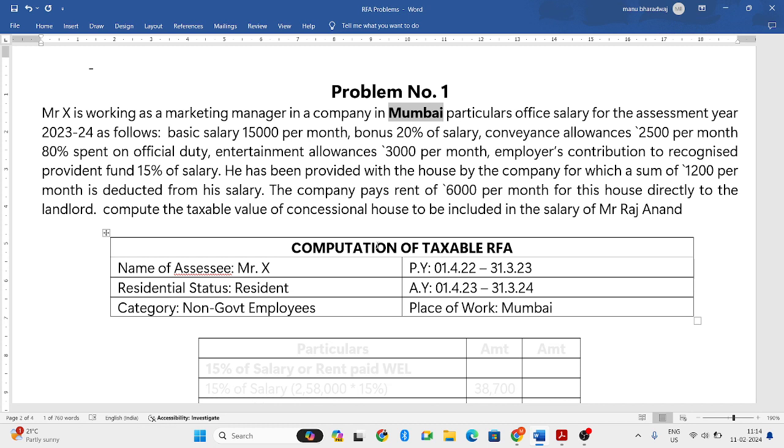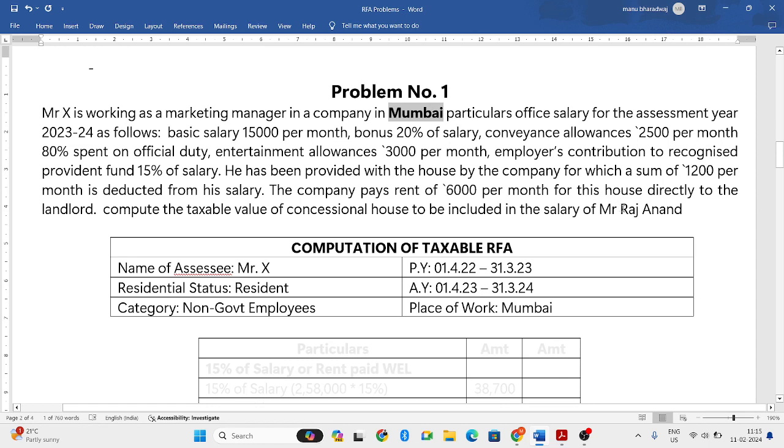He has been provided with the house by the company, so company is giving him the house to stay, for which a sum of 1,200 per month is deducted from his salary. So as they have given some house for him to stay, they are deducting 1,200 rupees monthly from his salary. The company pays rent of 6,000 per month for this house directly to the landlord. So this assessee, Mr. X, will not pay the rent. Company will pay the rent on behalf of Mr. X.